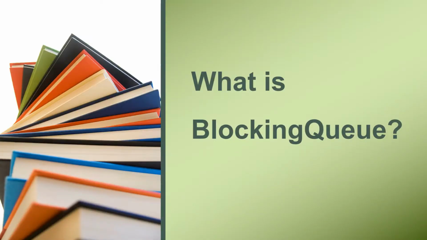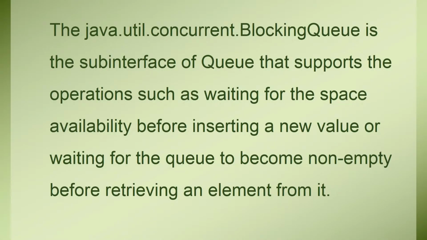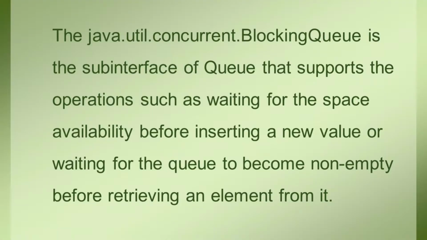What is a blocking queue? The java.util.concurrent.BlockingQueue is a sub-interface of Queue that supports operations such as waiting for space to become available before inserting a new value, or waiting for the queue to become non-empty before retrieving an element from it.